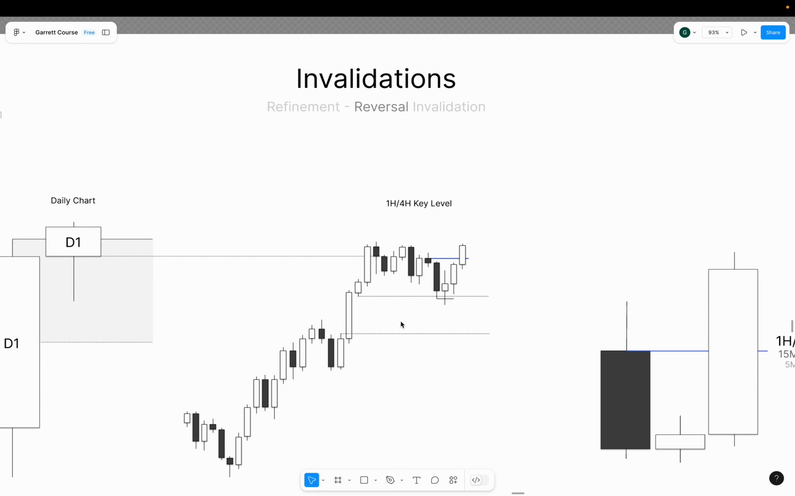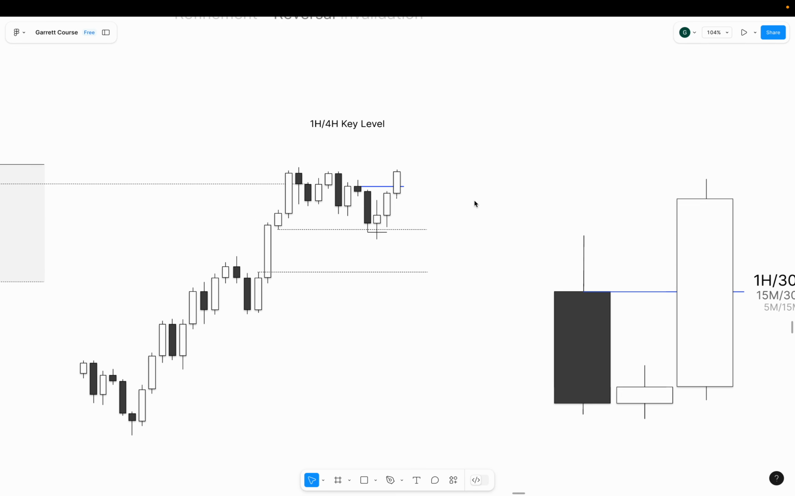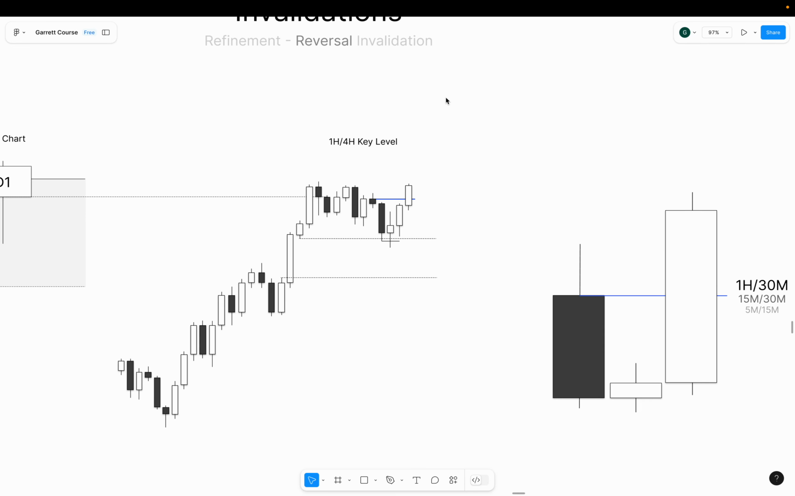So to trade the protraction phase, the actual wick to form the low of day, it's the 1 hour and 4 hour key level. But once we start to trade away from that for continuation away from the low of day, we can use 30-minute and 1 hour.